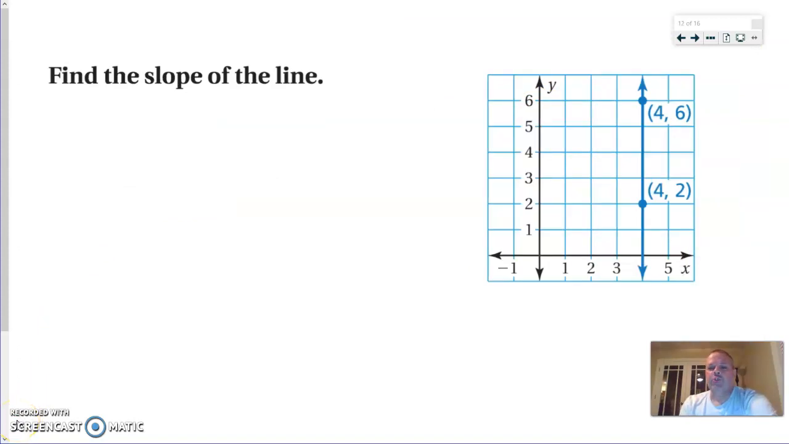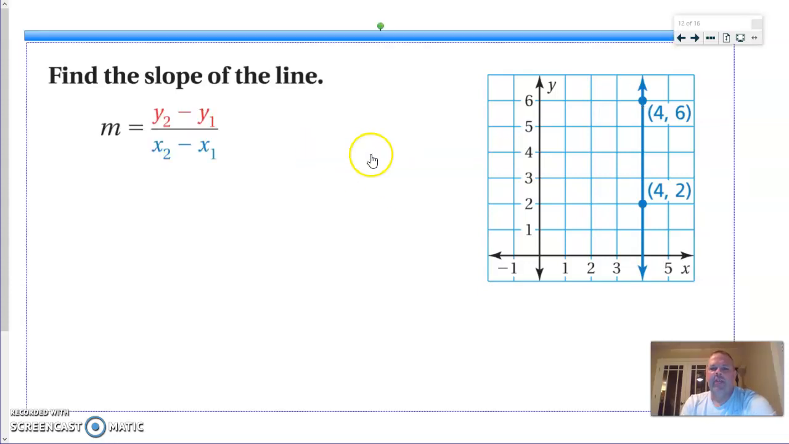This example is a little trickier because we do have a rise. We have a rise of 1, 2, 3, 4, but it didn't go over, so we would have 4 over 0. And if you remember, when we have something divided by 0, it will be undefined. They did it the same way here. You can see this 6 minus 2.